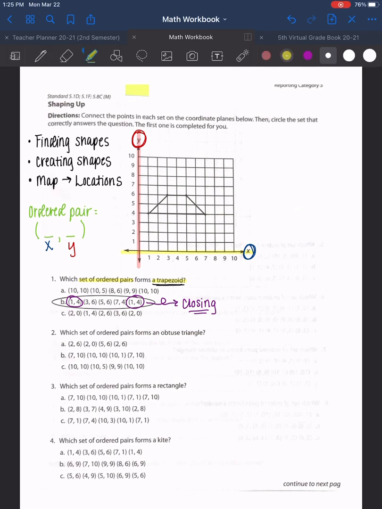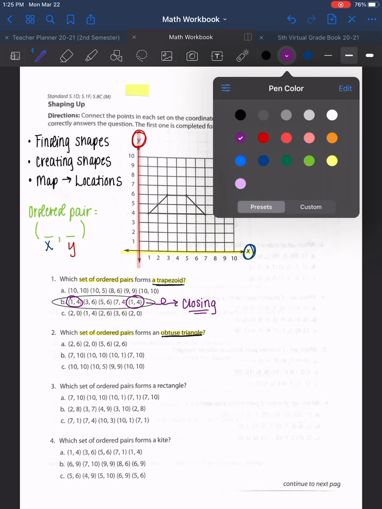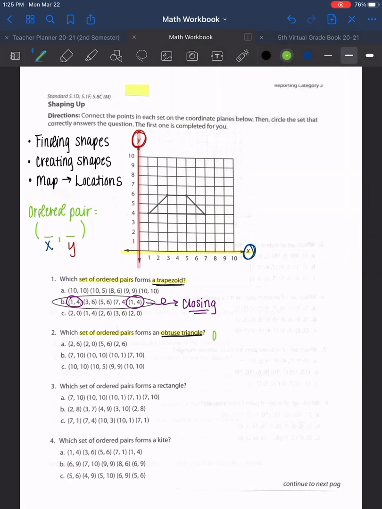All right. So for number 2, we have: which set of ordered pairs forms an obtuse triangle? Let me refresh your memory on what an obtuse triangle is. So I'm going to write it all over here off to the side. An obtuse triangle is a triangle that has an angle over 90 degrees. So it's something that'll be a little bit more stretched out, and you'll see.